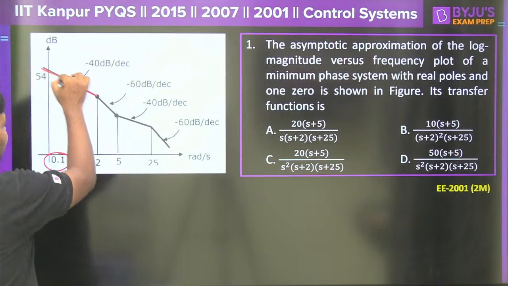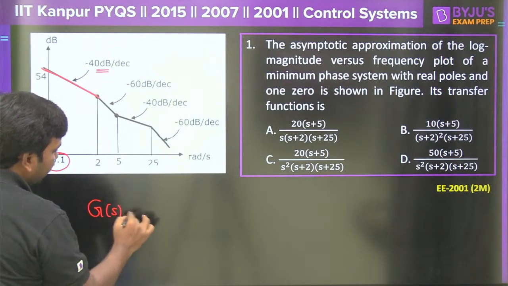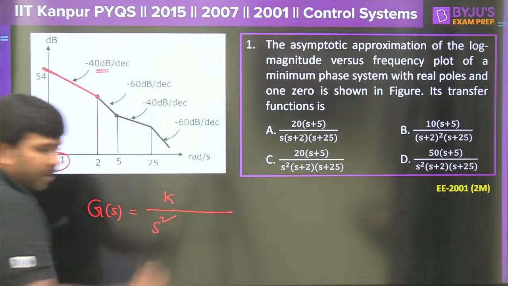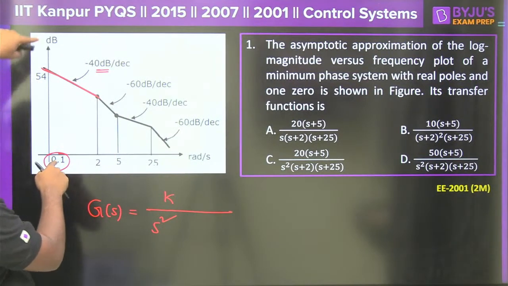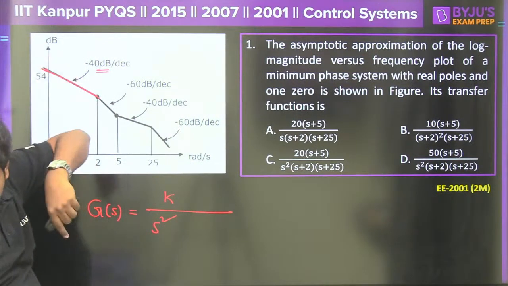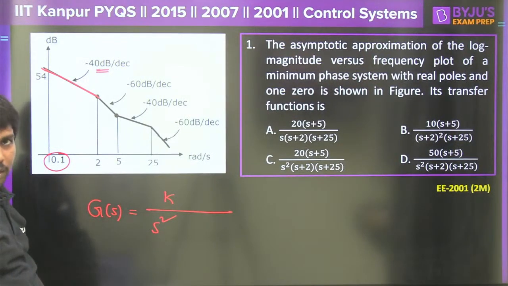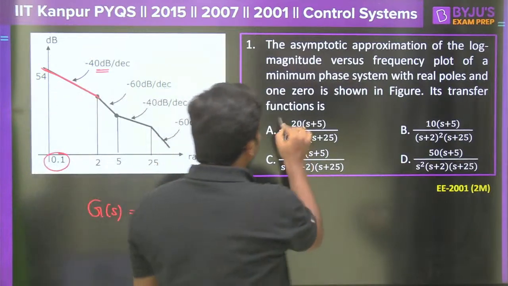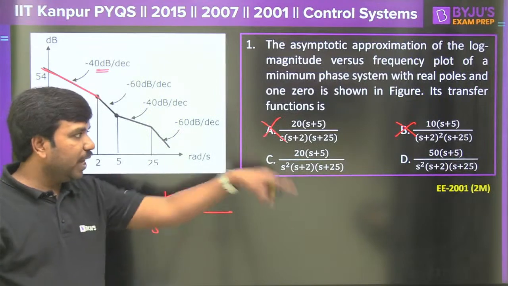If it is coming down with the initial slope of minus 40 dB, then G(s) will have some K. Generally in the denominator we will have s square, because minus 40 dB per decade from the starting at 0.1 means the initial slope is going to be with the poles at origin, right? s square, because minus 40 dB per decade, flat. So obviously we can eliminate A and B. Finished, fatafat. So C and D you should check.